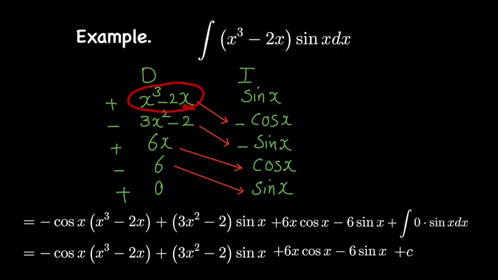So here I keep differentiating these functions. This is the derivative. And then you differentiate that, you get 6x. You differentiate that, you get 6. You differentiate 6, you get 0.